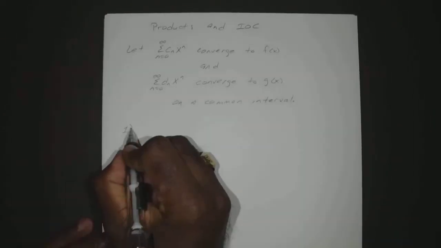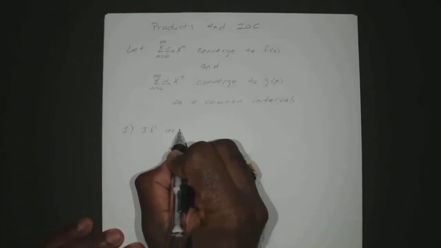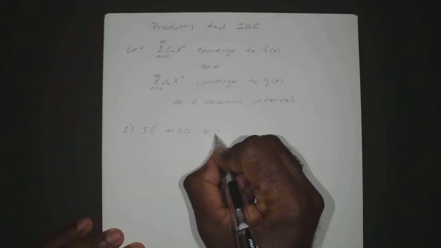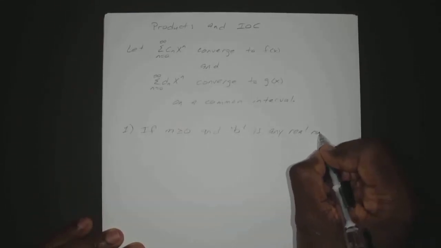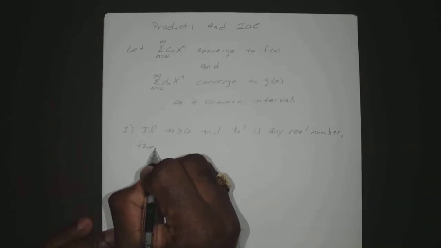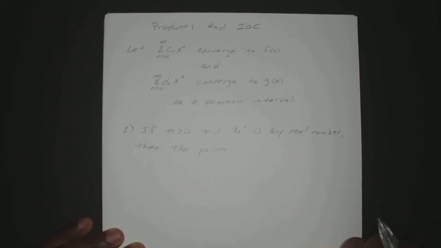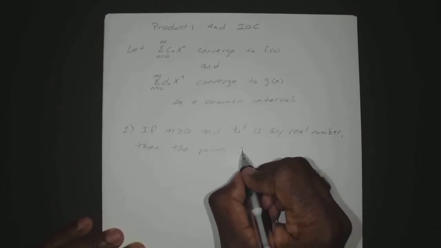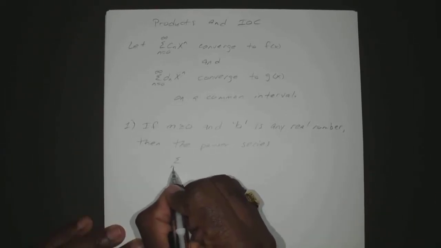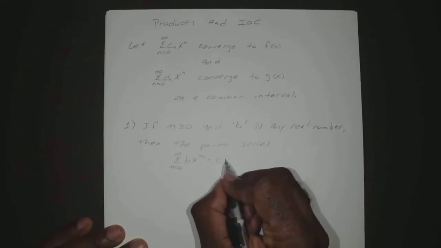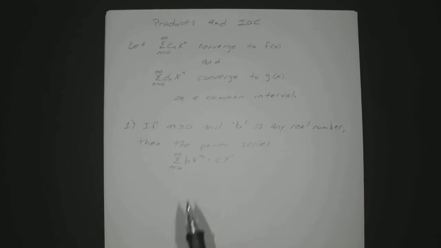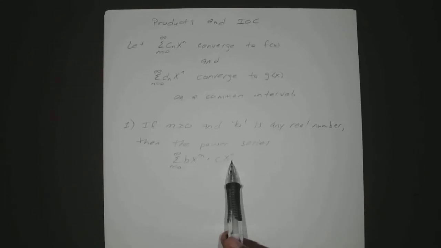Okay, so first, let's say you have some m greater than or equal to 0 and some value of b that is any real number. And you have the power series, the sum from n equals 0 to infinity of b times x to the mth power times c times x to the nth power. The only reason you pick m is that if you pick n, these two will always be the same. By picking m, it could equal n, but it could be a different number also.